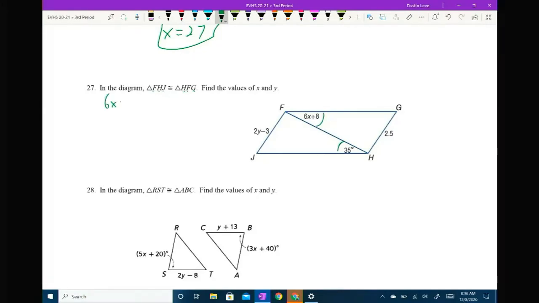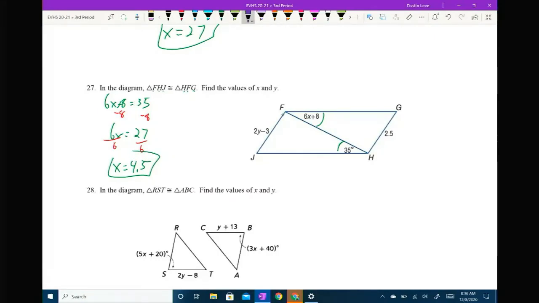So 6x plus 8 equals 35. We're going to subtract the 8. That gives me 6x is equal to 27. Now we're going to divide both sides by 6, and that's going to give me x equals 4.5.